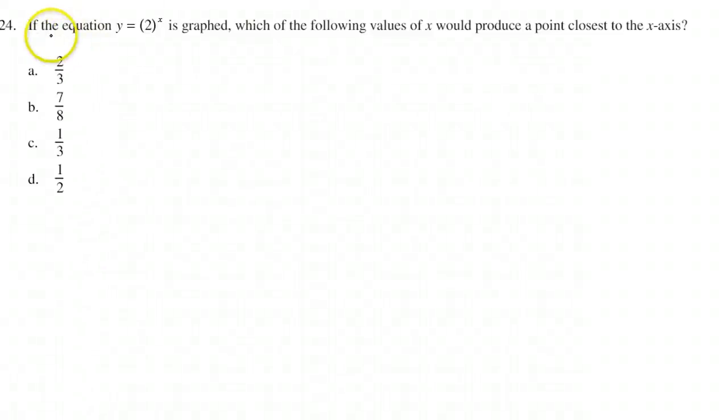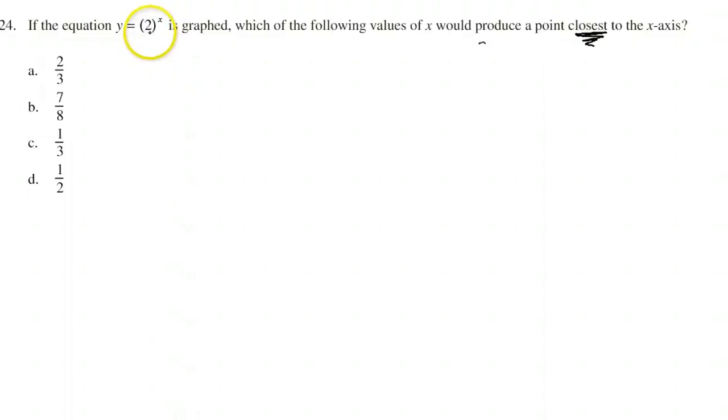Right, so this one says, if the equation y equals 2 raised to the x power is graphed, which of the following values of x would produce a point that's closest, so make sure you read the question carefully, it's closest to the x-axis. So when we're doing this, remember, it's always best to try and think about whether this is growth or decay.